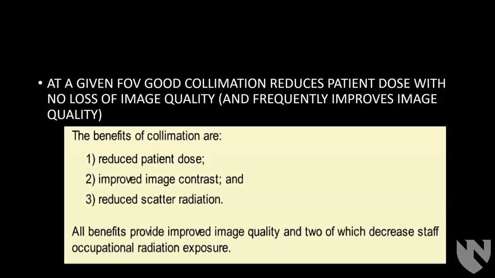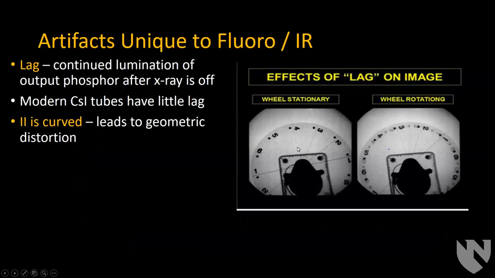A smaller area will be exposed, and there's less scatter within the patient, and then there's also less scatter reaching the receptor, and so you'll have better contrast. And then you yourself also will get less exposure because there's less radiation coming from the patient.